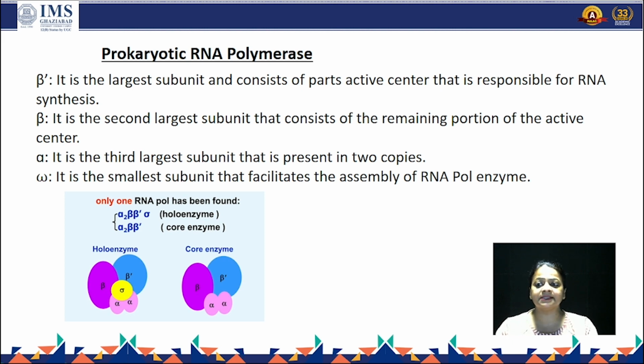All five units make the core enzyme, and when a sigma subunit joins the core enzyme, it forms the holoenzyme. So the prokaryotic RNA polymerase holoenzyme consists of alpha 2, beta, beta dash, omega, and sigma, and the prokaryotic RNA polymerase core enzyme consists of alpha 2, beta, beta dash, omega.